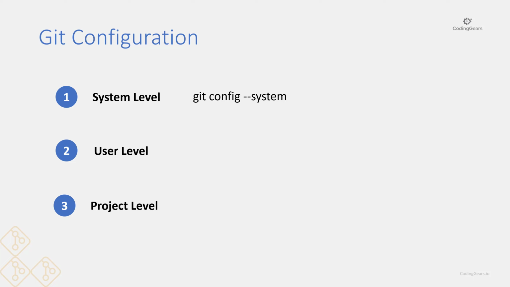So the command itself is git config, and --system will set configurations at the system level. And if you do --global, it's at the user level, meaning if I'm the user on the system and logged in, and it doesn't matter how many Git repositories I create, if I set a global level, it gets applied to all the projects.